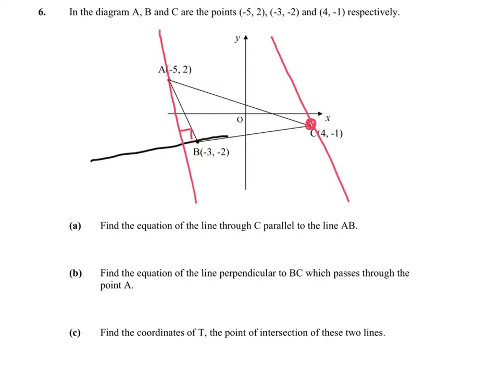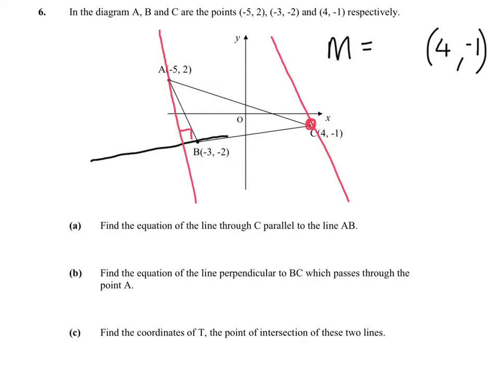So in order to find the equation of a line, we need to know two things each time, and that is what the gradient of the line is and some point on the line. We know a point on the line already, this point C here. So C is the point 4, minus 1, so we'll fill this in, 4, minus 1.